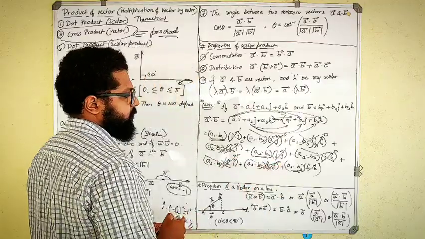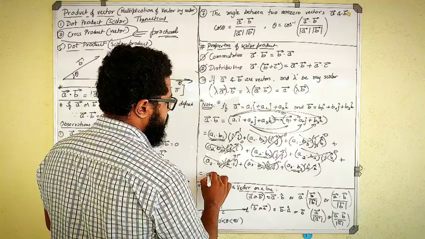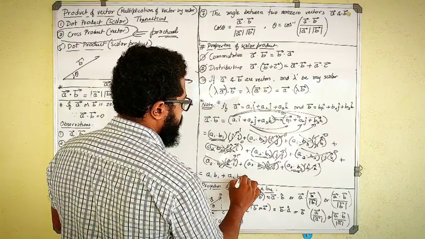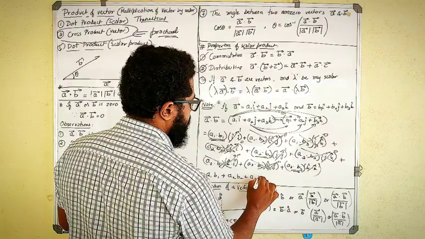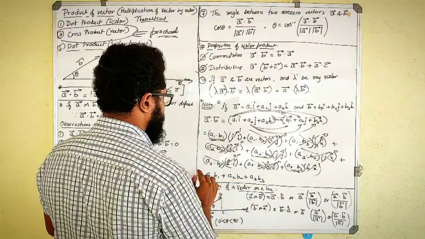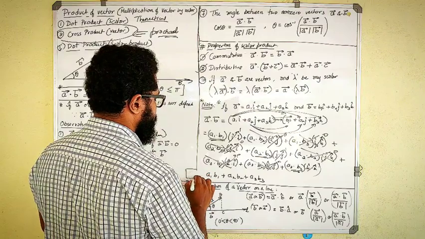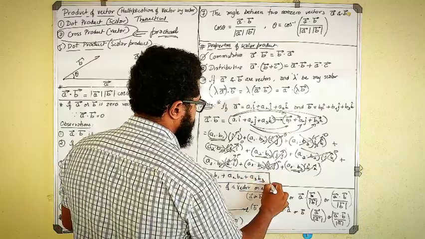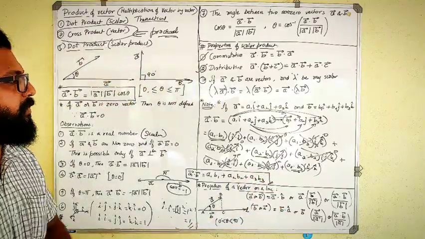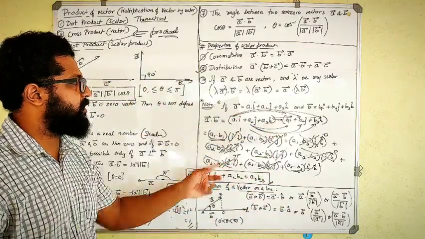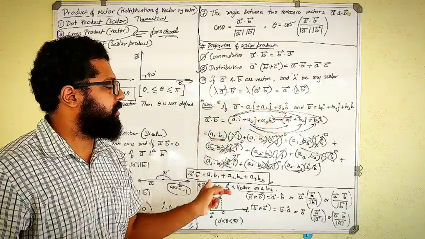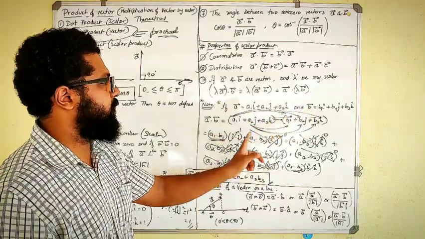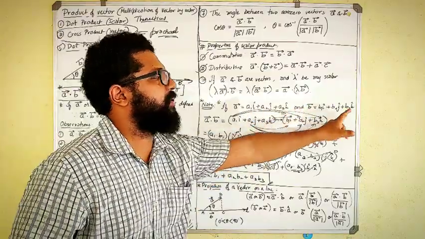Okay, all of these terms are gone. The only thing remaining is a1 b1 plus a2 b2 plus a3 b3. So this is my formula for the dot product in component form. Whenever they give it in component form, I will just multiply their components and add them up. That will be my final answer, which is a1 b1 plus a2 b2 plus a3 b3.